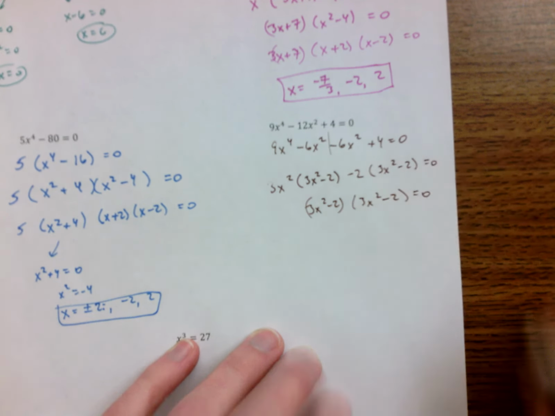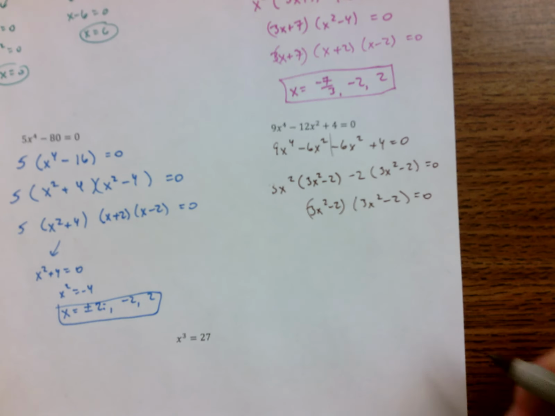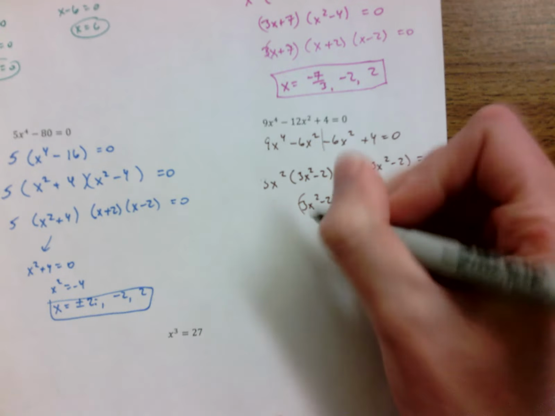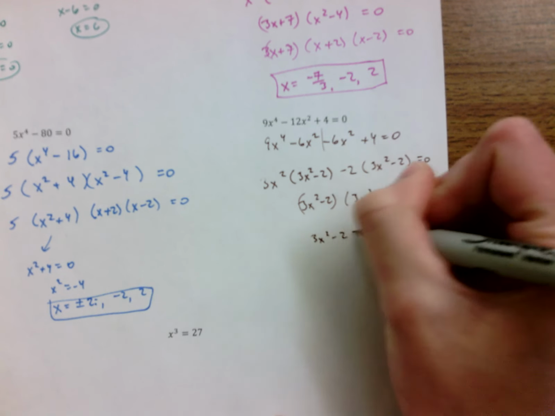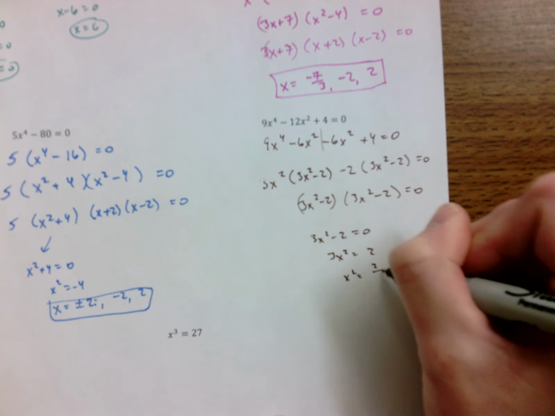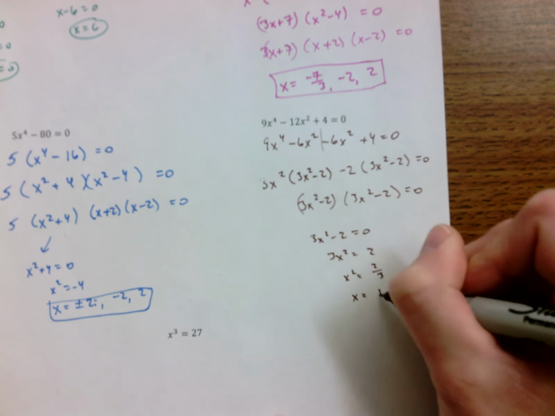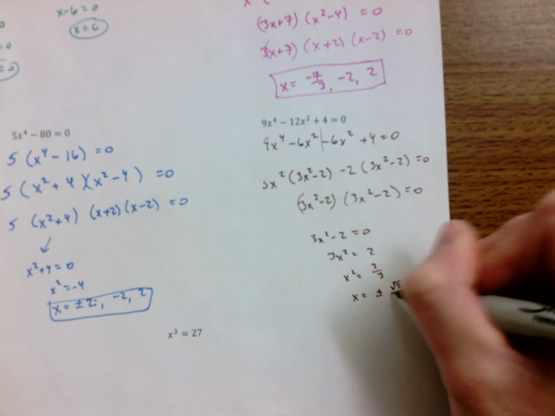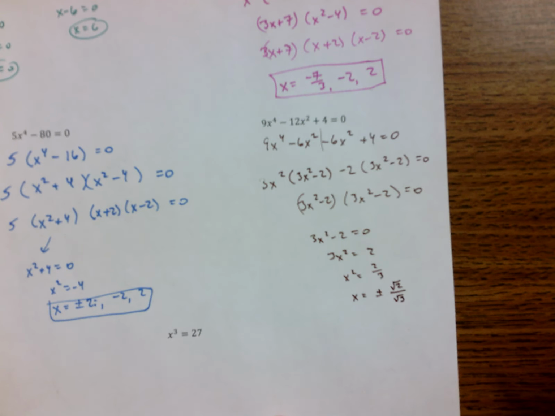So this is actually a perfect square. Cool. All right, it doesn't factor anymore, so I'm going to set this equal to 0 and solve it. So x squared equals 2/3. So x equals positive or negative square root of 2 over square root of 3.